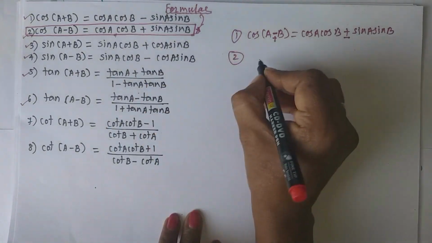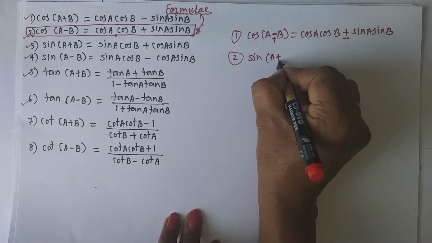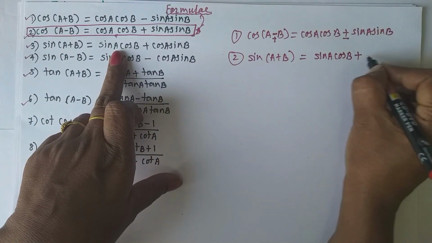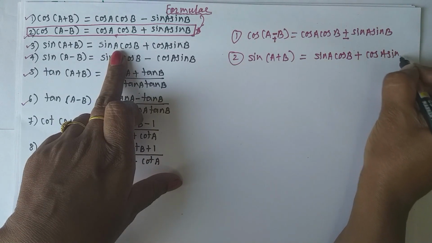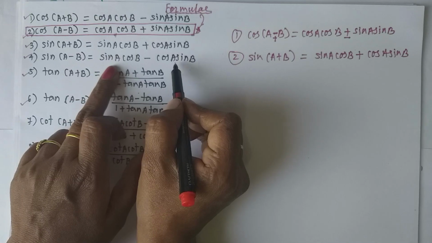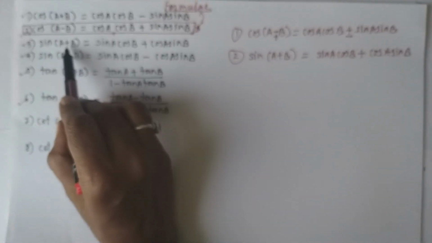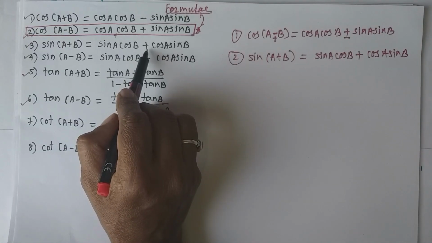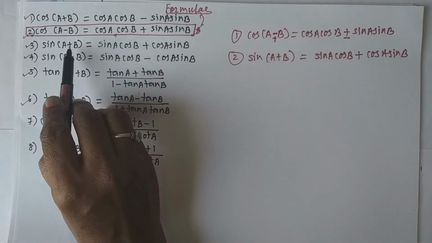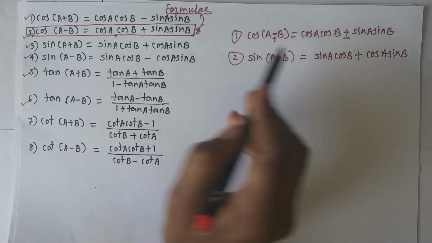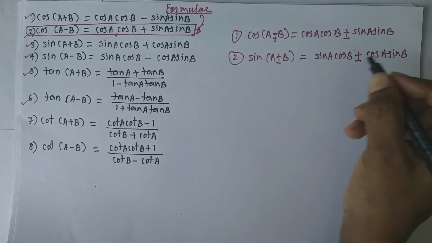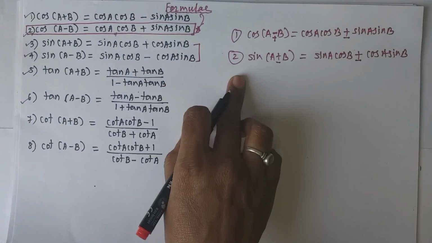Now see, sin(A+B) is what? Sin(A+B) is sin A cos B plus cos A sin B. And for A−B, again sin A cos B, cos A sin B. But for sine, if here is plus, then on the right hand side it is also plus. If the left hand side is minus, then here is minus. Means for sine, plus to plus, minus to minus. These two formulae I have taken here together.